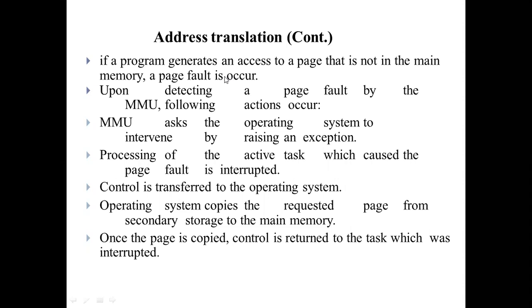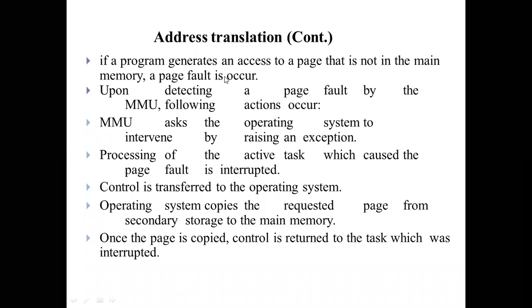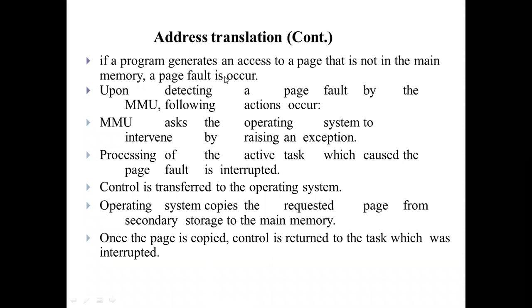Upon detecting a page fault by the MMU, the memory management unit, what actions will occur? The following actions will occur. The MMU asks the operating system to intervene by raising an exception. An exception will be generated. Processing of the active task which caused the page fault is interrupted. Control is transferred to the operating system. The operating system copies the requested page from secondary storage to the main memory. Once the page is copied, control is returned to the task which was interrupted. So this is the complete process which will be performed.